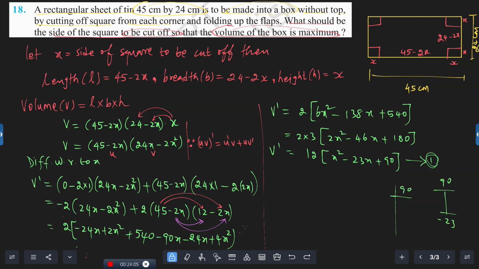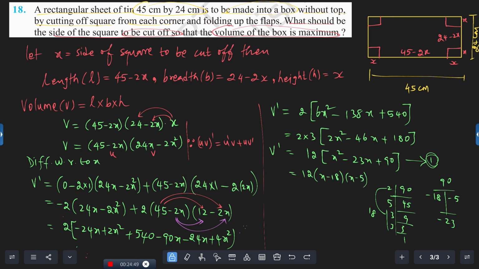90, if you take 2, 45, again 5, 9, 3, 3, 3, 1. So that is 15, and this is 6. 15 and 6 when you add, 21. It's not coming, leave it. Then what can we go with? Shall we try this one? 3 threes are 9, 9 twos are 18. 18 and 5 when you add, you will be getting 23. Both are negative, so minus into minus is positive, and when you add, you will be getting minus 23. So this you can write as 12 into x minus 18 into x minus 5.